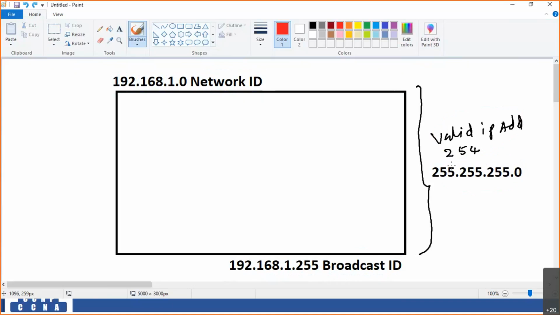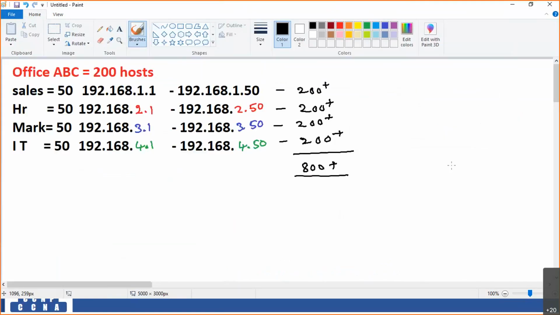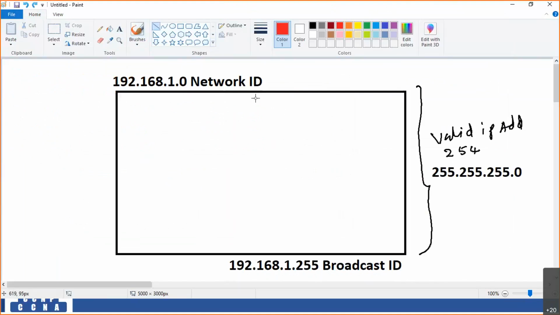We can make them into two parts, 8 parts, or 16 parts. Based upon your office requirement, we can customize one network and create multiple subnetworks from it. Like Office ABC here, how many departments are in Office ABC? The sales department requires one subnet, HR requires one subnet, marketing and IT also. So our requirement is 4 subnets. Then make them into 4 parts.